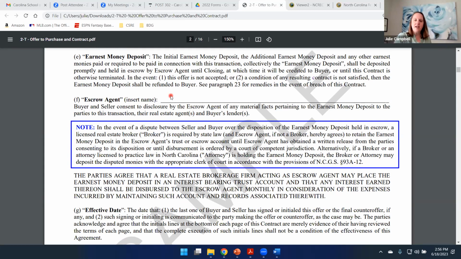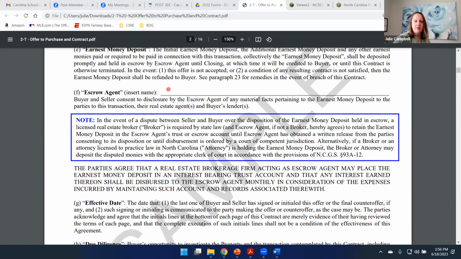Buyer and seller consent to disclosure by the escrow agent of any material facts pertaining to the earnest money deposit to the parties of the transaction, their agent, and their lender. So we have to keep the escrow agent informed about anything that could affect the earnest money deposit.